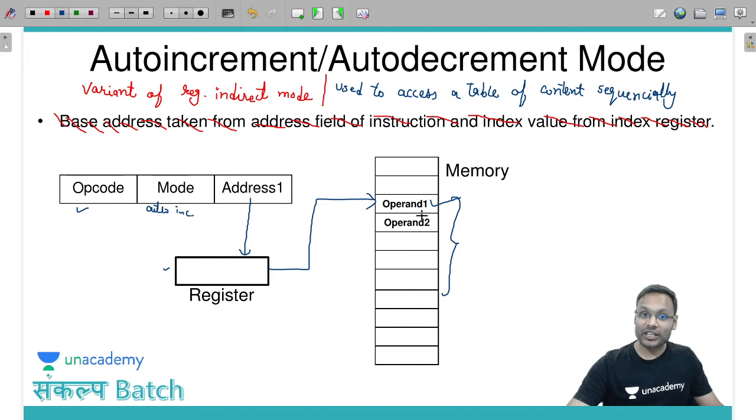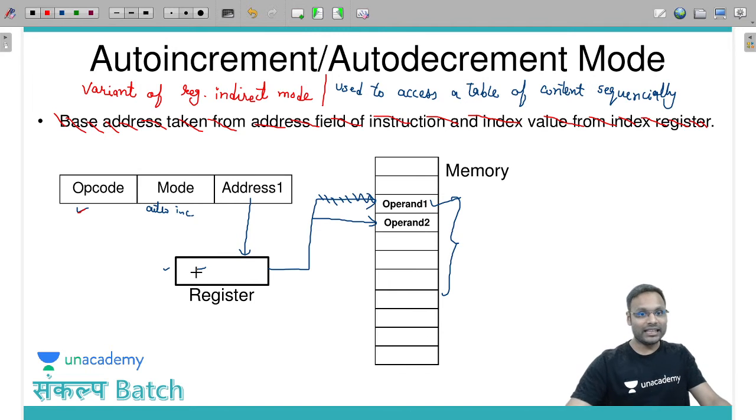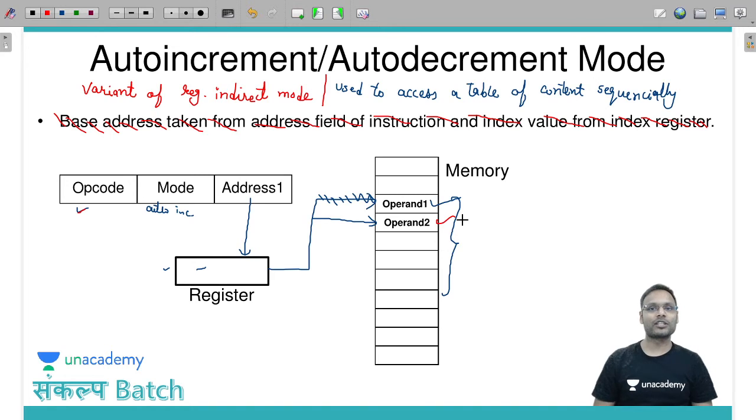As soon as the operation is performed, this value will be incremented. Incremented means now this value will be pointing to the second operand. The same instruction is executed again. Still the same operation, yes. Same mode, yes. Same address, yes. In this register, the content is now pointing to the second operand. The operation is performed on the second operand. And it continues till we have accessed all the operands.